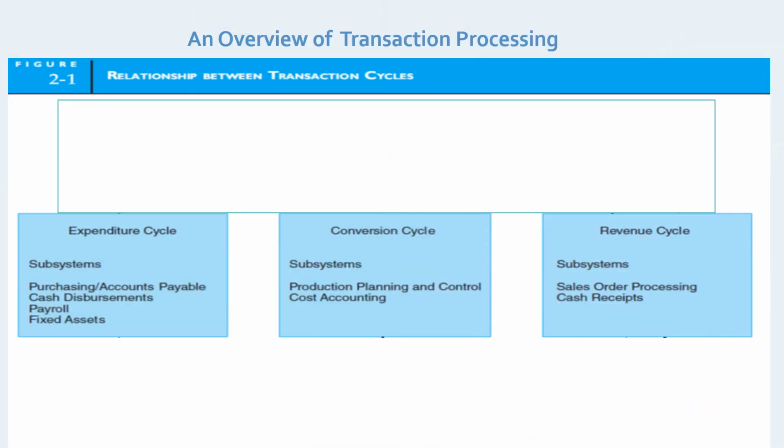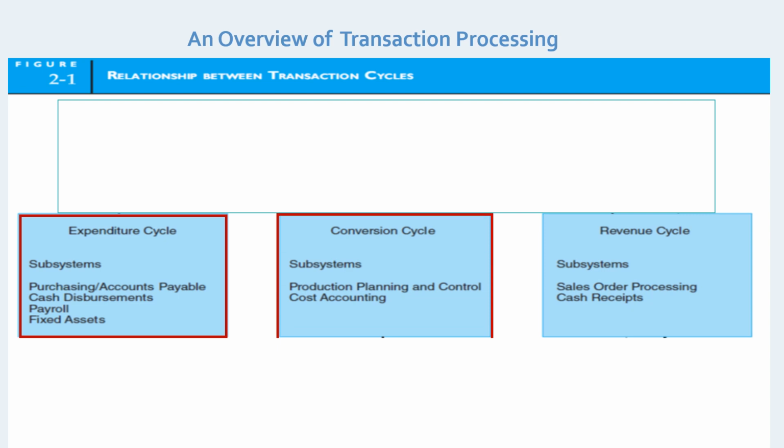So in this diagram showing the relationship between transaction cycles, we have three cycles. We have the expenditure cycle, whose subsystems are the purchasing cycle and accounts payable, cash disbursement, payroll, and fixed assets. All of this is under the expenditure cycle. Then we have the conversion cycle, with subsystems of production planning and control, and cost accounting. And then for the revenue cycle, we have two subsystems: sales order processing and cash receipts.